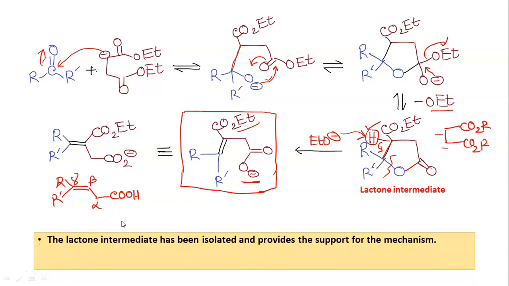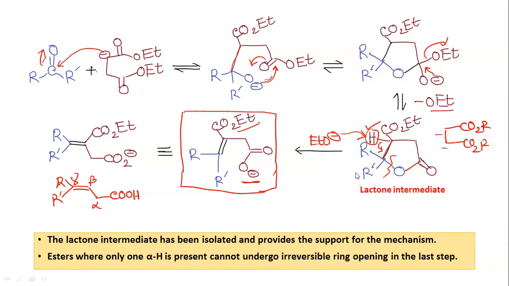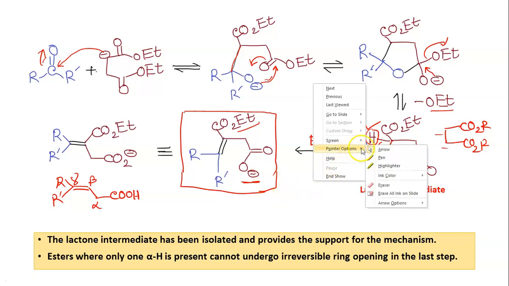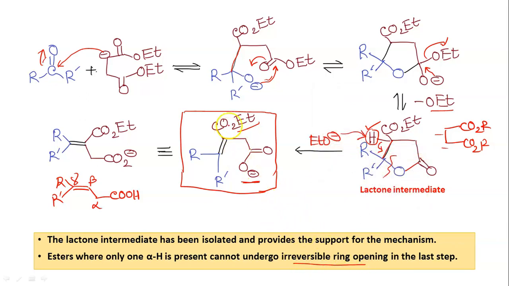So here the lactone intermediate is isolated for some compounds, which proves the mechanism that it is going through this type of lactone intermediate. When the second alpha hydrogen is not present, then we can easily isolate this intermediate. In esters where only one alpha hydrogen is present, the last step is mainly the irreversible ring opening. If we look at all these steps, you can see there is an equilibrium sign, so there is reversibility, but the final step is irreversible. As a result, it will drive the whole reaction towards product formation, in the forward direction. So this irreversible ring opening, which is the last step, is very important.